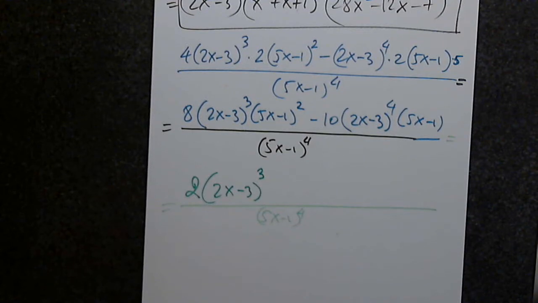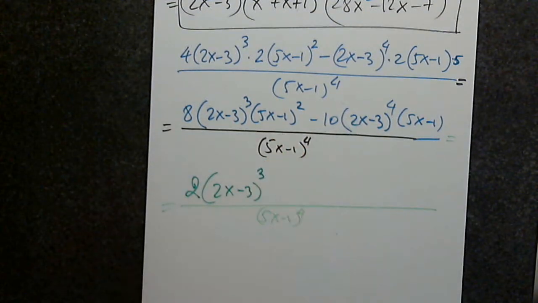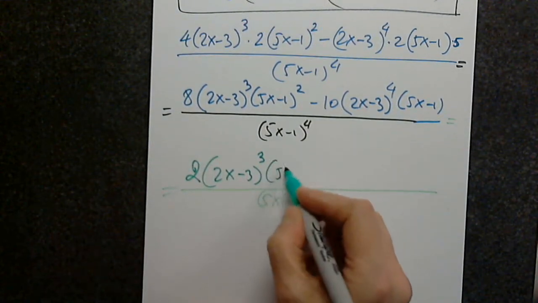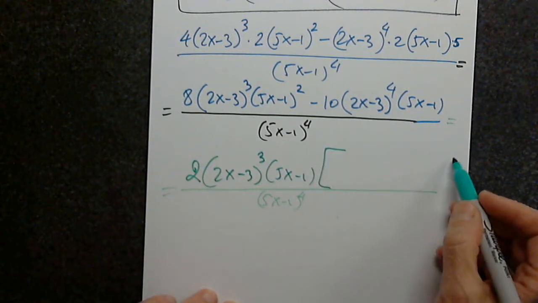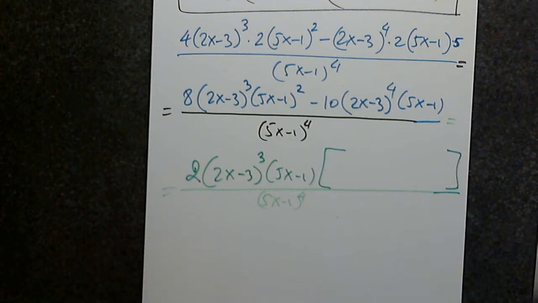Then I continue. I see 5x minus 1 squared in the first one and 5x minus 1 in the second one. Is that common? Yes. Perfect. So 5x minus 1, which power? First. Very good. Now don't forget about the brackets. At this point, you're ready to open brackets. Okay. So step by step, slowly.